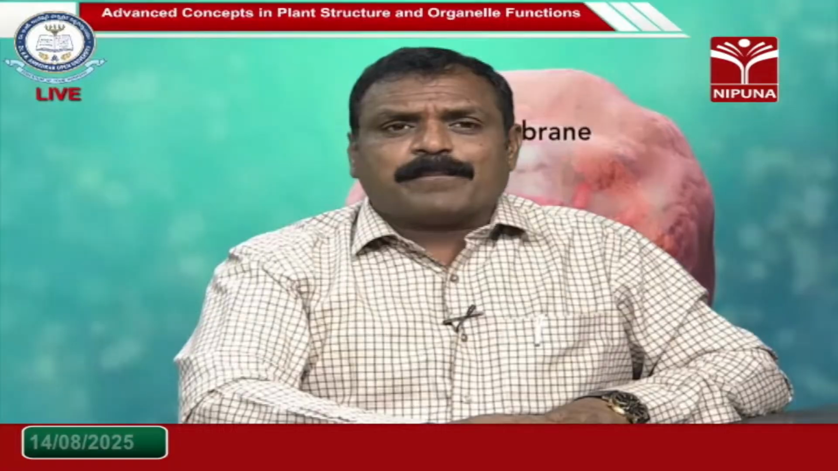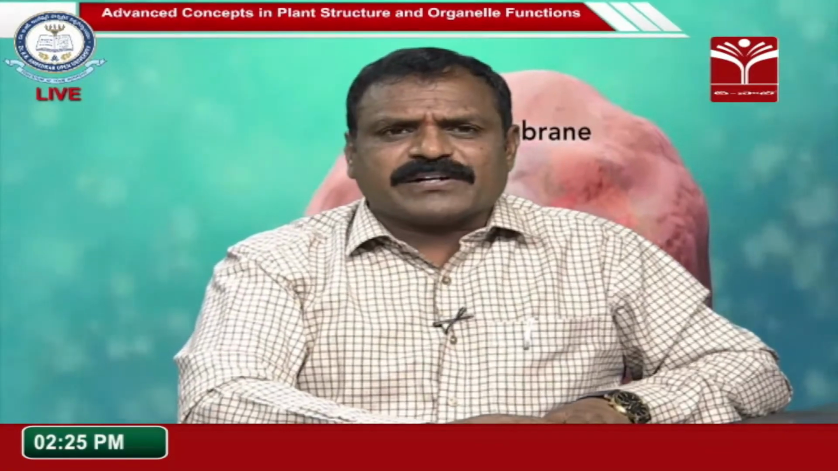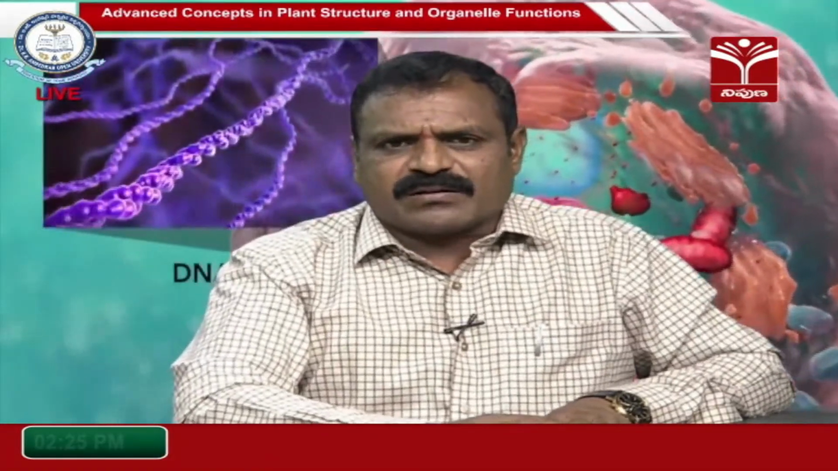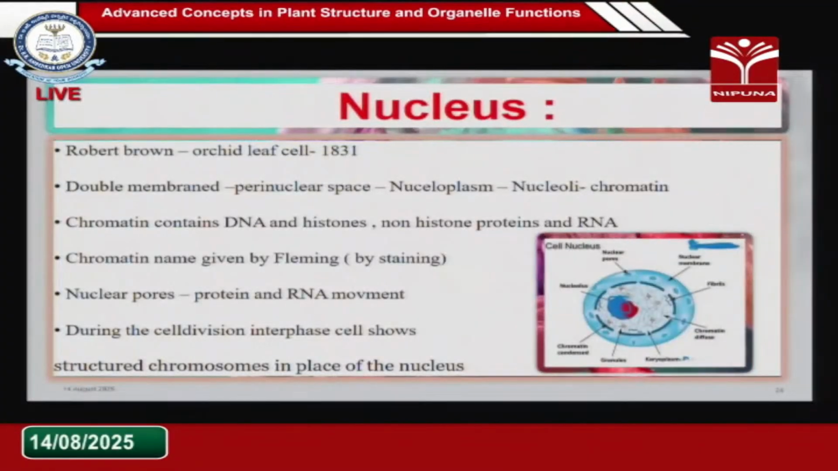It is the most important cell organelle for the transfer of hereditary material from one organism to another organism. The nucleus was discovered by Robert Brown from the orchid leaf in 1831. It is a double membraned structure.